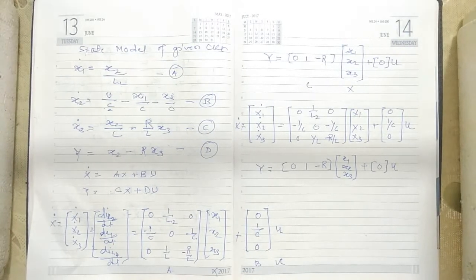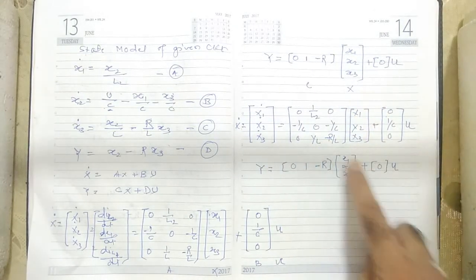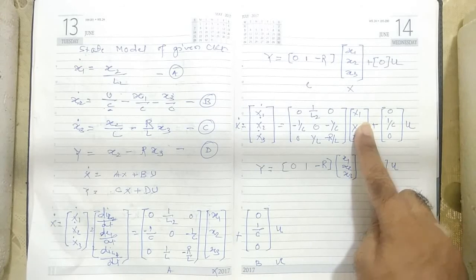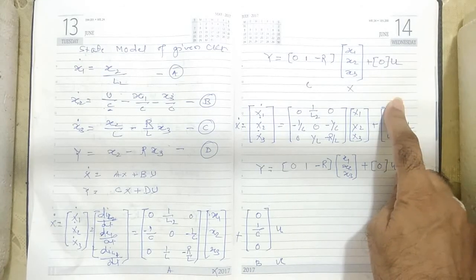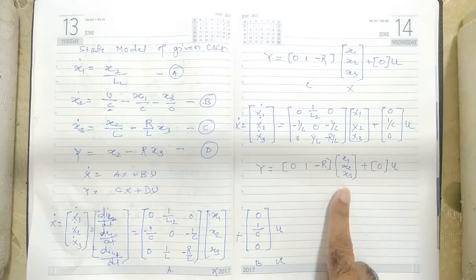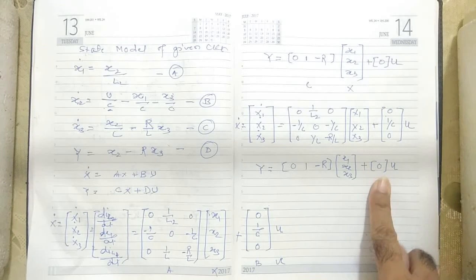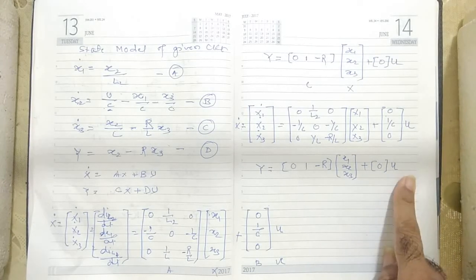This is the answer for the given circuit. X dot is equal to x1 dot, x2 dot, x3 dot. It is equal to this matrix, that is your A. This is your state variable matrix. This is your input matrix multiplied by u. This is your output matrix multiplied by the state variable, plus your feed forward matrix is 0. So here we have put 0 multiplied by u.